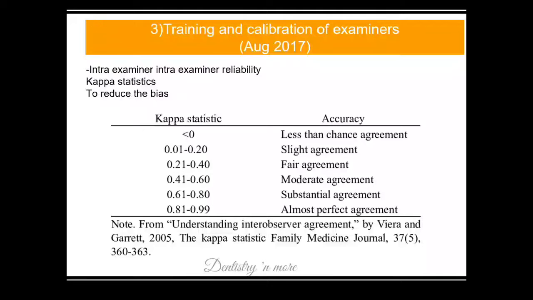Whereas inter-examiner reliability is a little different. When we have more than one person, both the examiners should do the measurement on the same patients, and both the examiners should report the same result. There also we do this kappa statistics, and it should be more than 0.8. So for that question, training and calibration, you need to highlight the kappa statistics and examiner training and calibration.